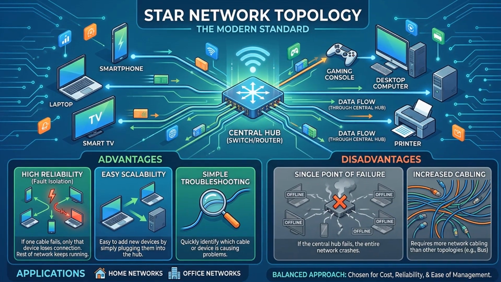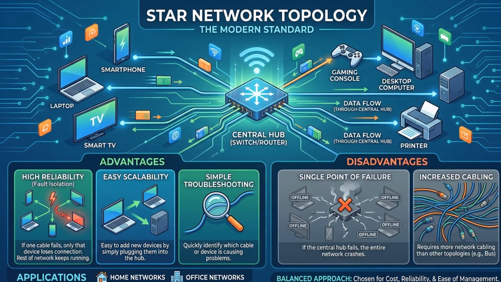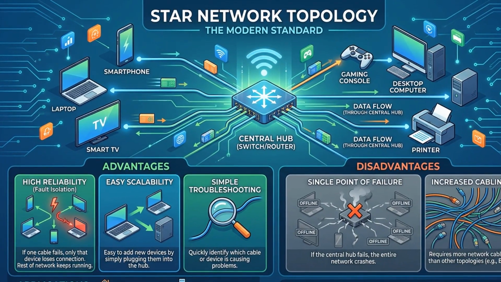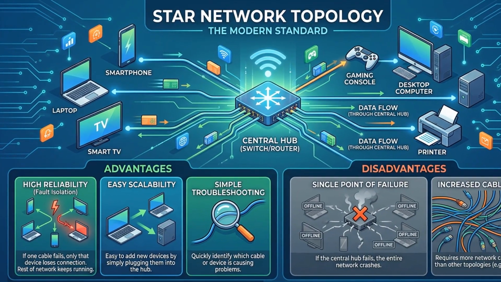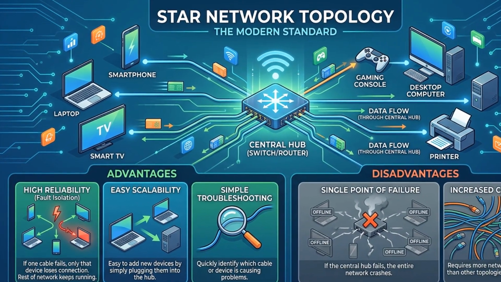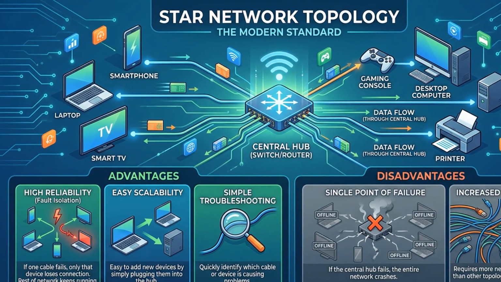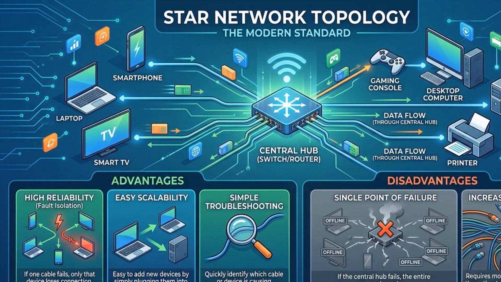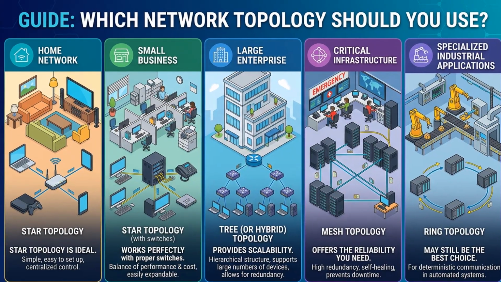Next is star topology, the most common topology in the world. In a star topology, every device connects to a central device, usually a switch or a router. All data flows through this central hub. If you look at your home network, you're likely using a star topology. Your phone, laptop, TV, and gaming console all connect to your router.